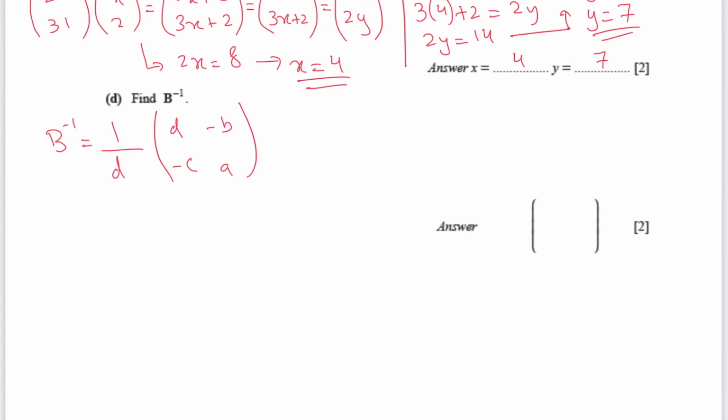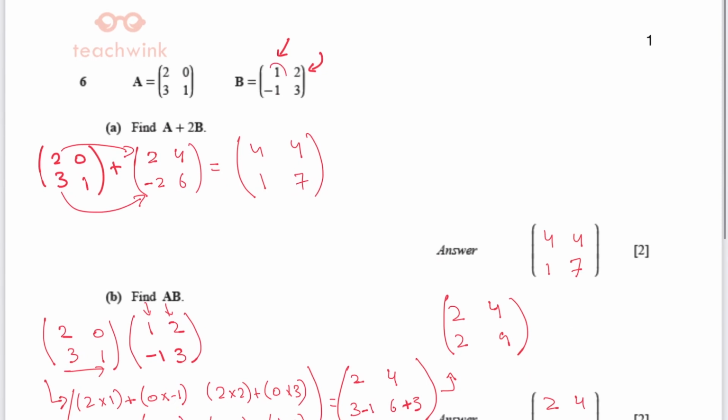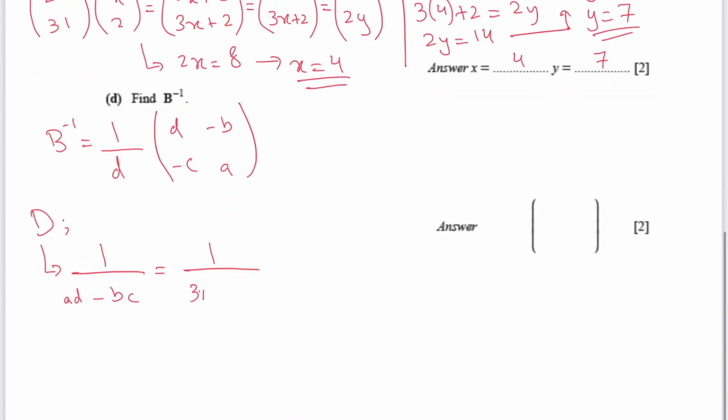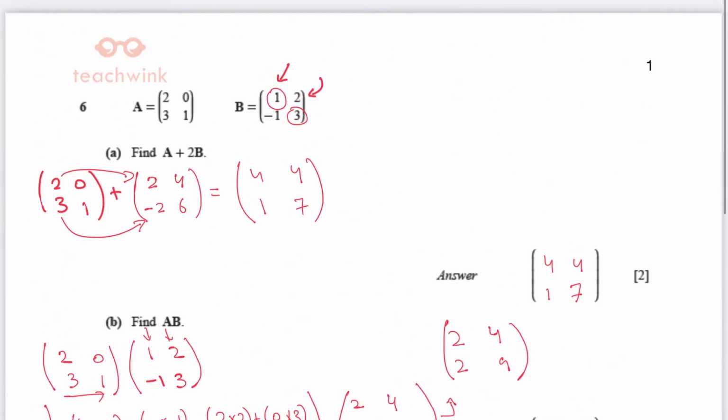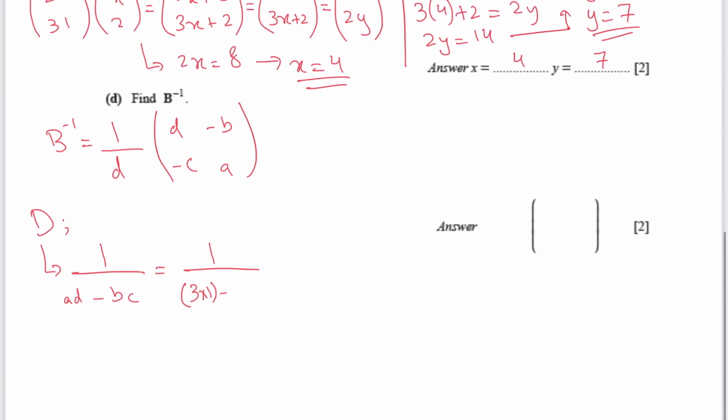First, we need to find the determinant. We do 1 over ad minus bc. Let's see what matrix B is. a and d are 3 and 1. So you multiply 3 times 1 minus b and c, which are 2 and negative 1. So you multiply 2 and negative 1. So your determinant comes out to be 1 over 5.